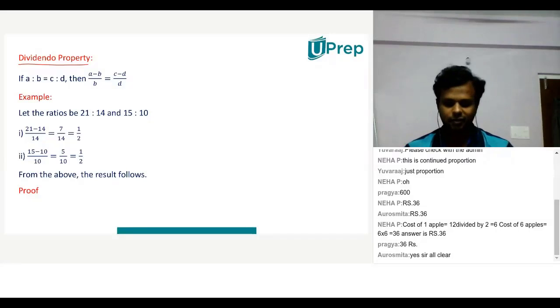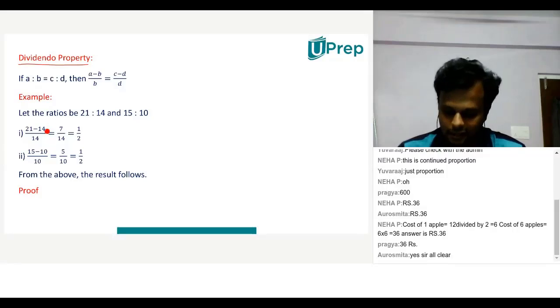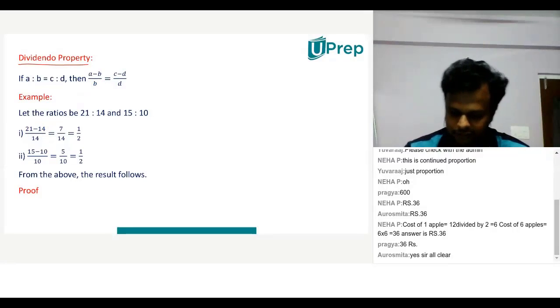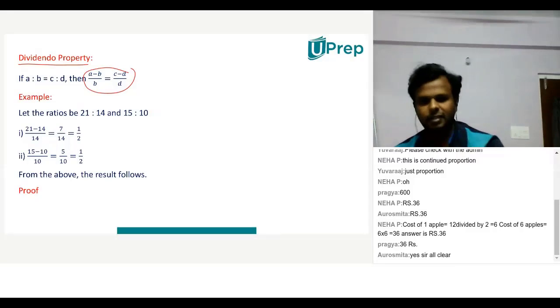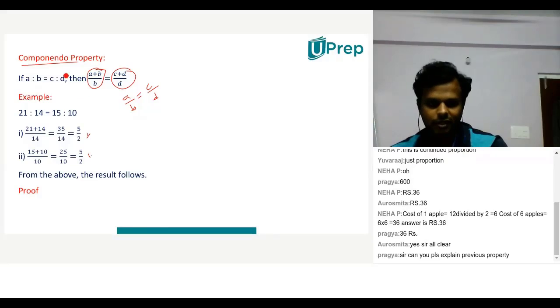Children, this is the dividendo property. In the dividendo property, what is happening is we are subtracting the denominator from the numerator on both sides. So if A by B is equal to C by D, then A minus B by B is equal to C minus D by D. In the previous case, in componendo, we were adding the numerator and denominator and keeping it in the numerator with the denominator on both sides. In this case, it is subtraction.